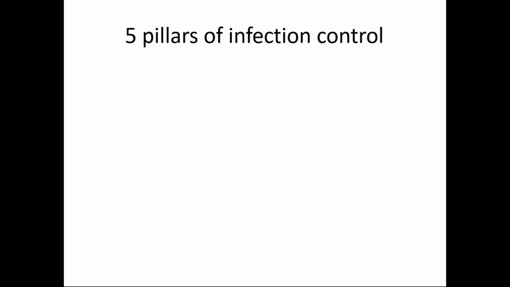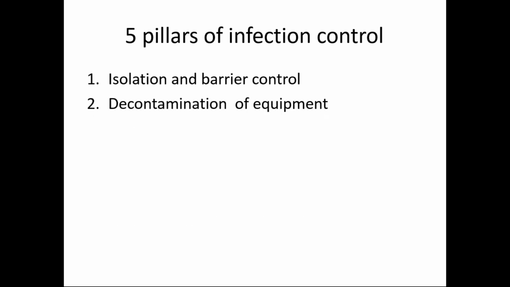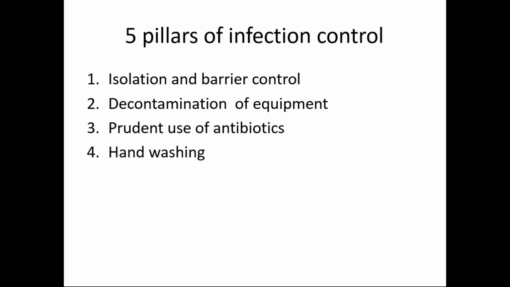5 pillars of infection control. What are the 5 pillars of infection control? First one, isolation and barrier control. Second one, decontamination of equipment. Third one, prudent use of antibiotics. Fourth one, hand washing. Fifth one, decontamination of environment. So these are the 5 pillars of infection control.